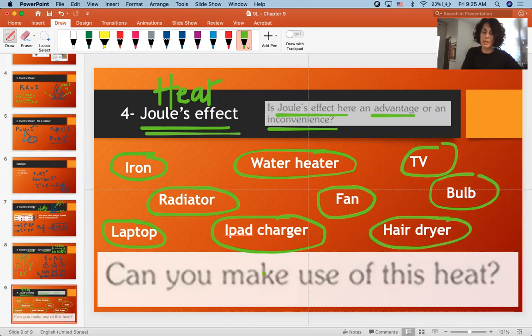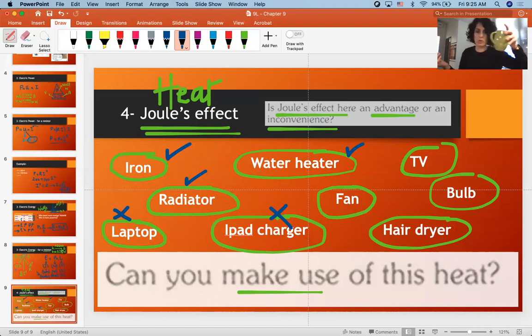Now the question is, and you can think of other appliances you have around you, anything around you would heat up. Are you making use of this heat? For the iron, for example, yes, I'm using the heat to iron my shirt. For the radiator, I'm using the heat to warm up my room. For the laptop, I'm not using the heat at all. I'm bothered by the heat. For the water heater, I'm using the heat. iPad charger, I'm not using the heat. I'm not heating my coffee on the iPad charger, come on.